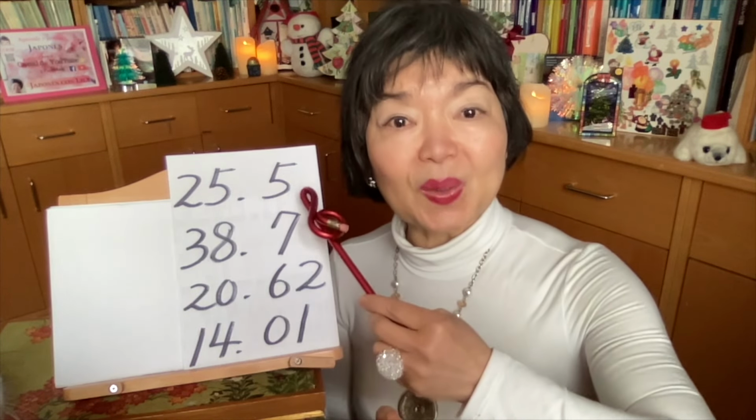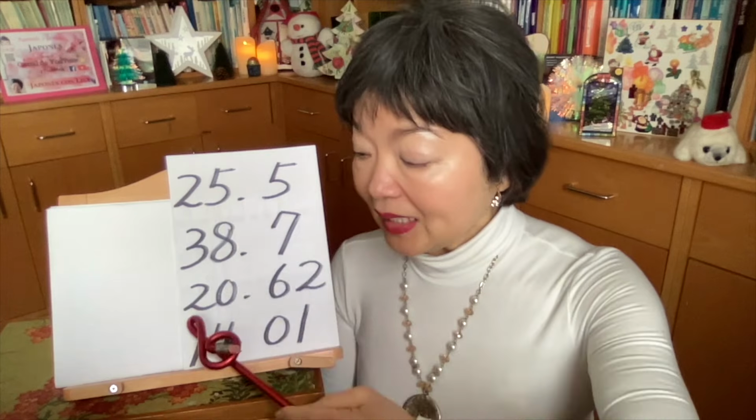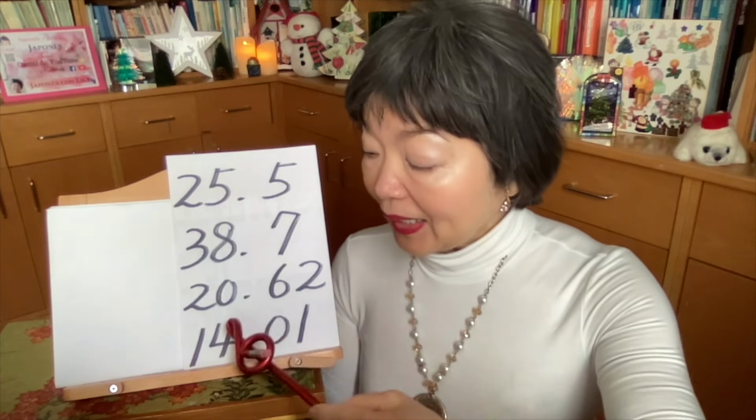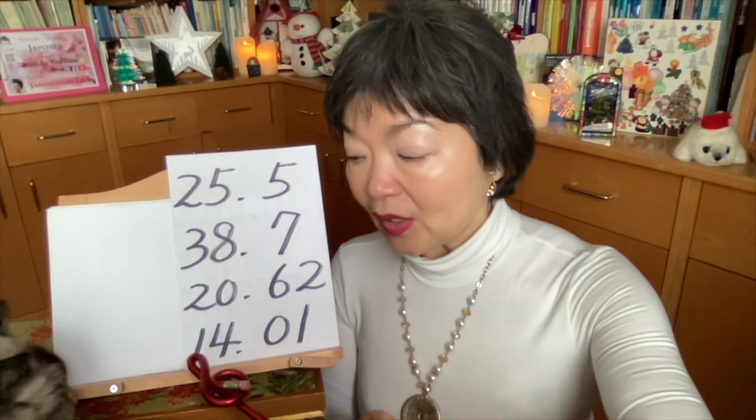For example, this one, 25.5. The next, 38.7. And this one, 20.62, right? But we don't say 62 here. We say 6 and after that 2. In this case, 14.01. You say fourteen point zero one, but we say it digit by digit after the point. We say minus. This is just the same as minus in English.